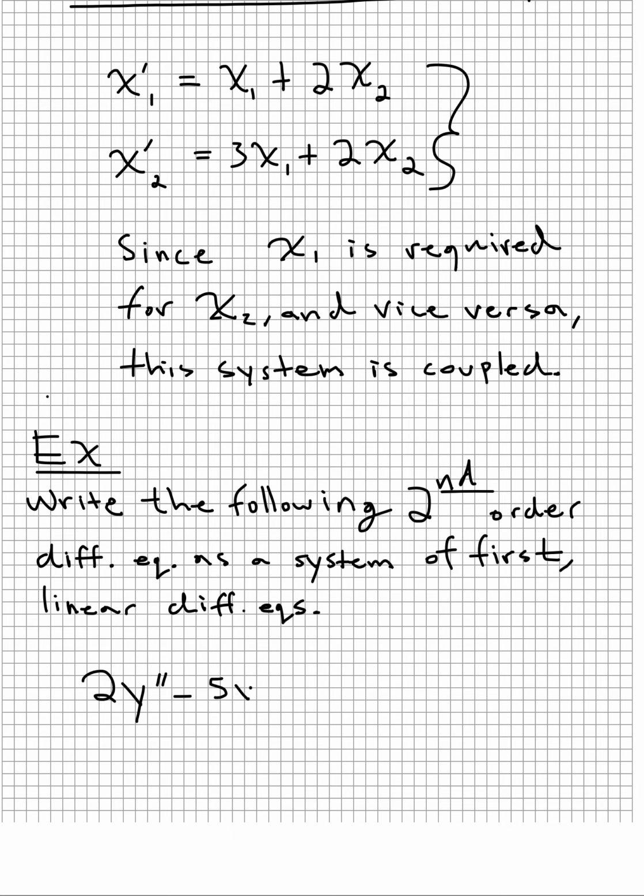minus 5y prime plus y equals 0. The initial conditions are y of 3 equals 6. And the other condition, since this is a second order system, is y prime of 3 equals minus 1. Okay.